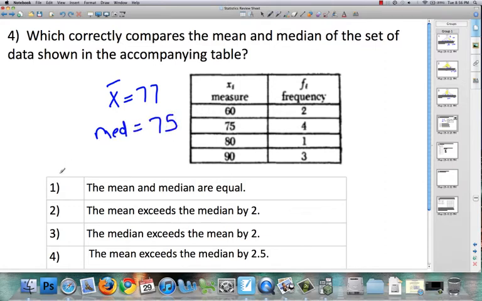Okay, the mean and median are equal? No, the mean exceeds the median by 2. Yep, that's our one. These ones both don't work. Okay.